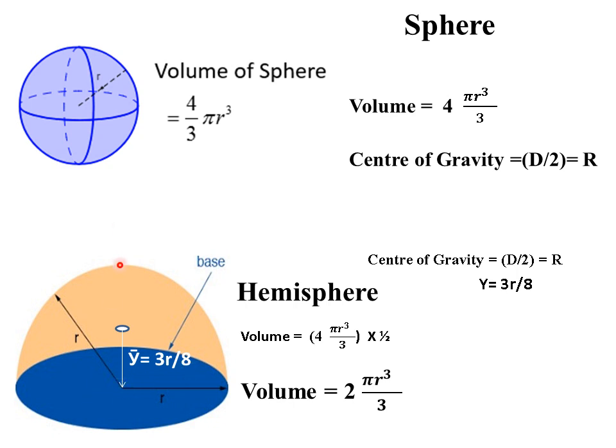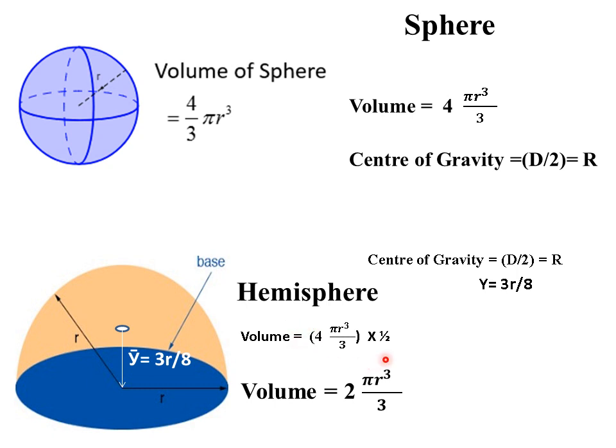Likewise, if you take it from the top, it will be r minus 3r by 8. So from the top means this distance, this much distance. From here to here it is radius r. This is known. So total minus this, you will get this distance. So r minus 3r upon 8.